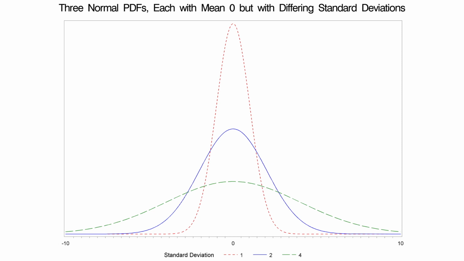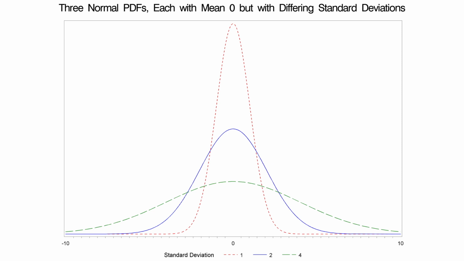And so you can see that normal distributions with the same mean are centered at the same spot, but the way they differ is based on how spread out they are, and that characteristic is controlled by the standard deviation. And you can see that the larger the standard deviation, the more spread out the PDF is.